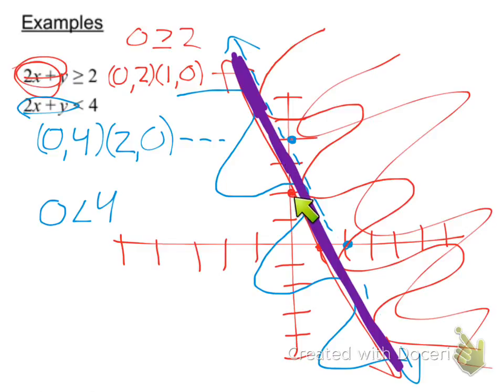What about 0, 2? Is 0, 2 a solution? No. Why not? It's on the side, right? But is that line solid or dotted? Solid. Solid meant included. So yes, 0, 2 is included. What about 0, 4 though? 0, 4 was on the dotted line, therefore not included.